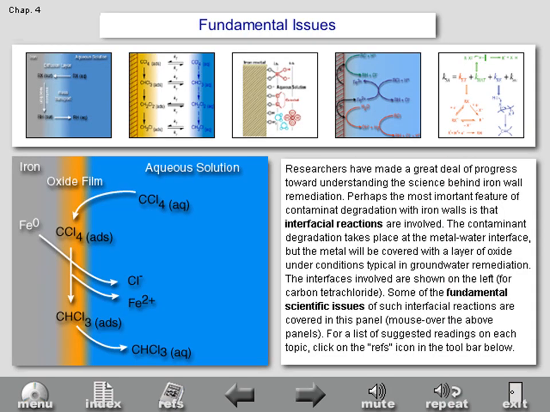To fully appreciate the material on design calculations that follows, it is important to begin by considering some of the basic chemical processes that influence the performance of iron permeable reactive barriers. Most of these issues revolve around the complex chemistry of the iron-water interface.